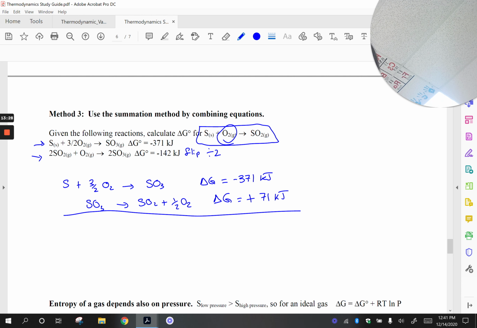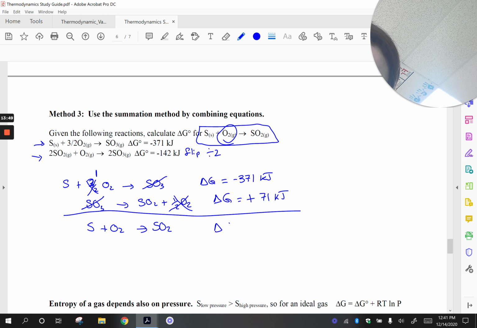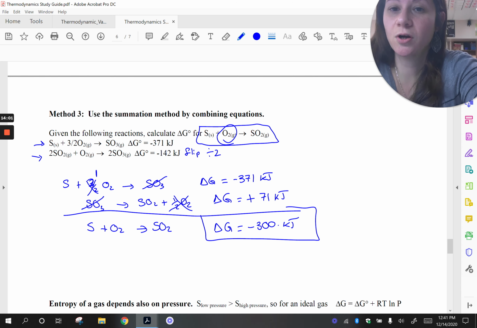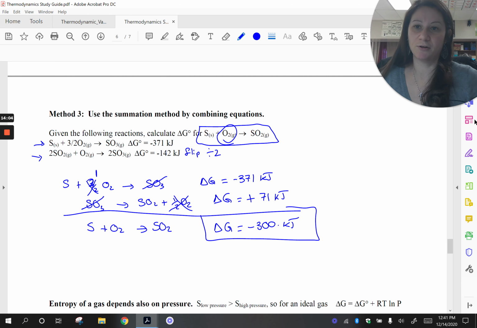Let's check that we did it correctly. I see SO3 here, SO3 there. 3/2 O2 is the same thing as 1.5 and half O2, so the half O2 cancels with one of these to make it 2/2, which is 1 O2. So S plus O2 yields SO2. That is the equation that I was looking for, so all I do is add up my delta G's, so negative 300 kilojoules is my answer. So those are the three methods that we can use to calculate delta G.